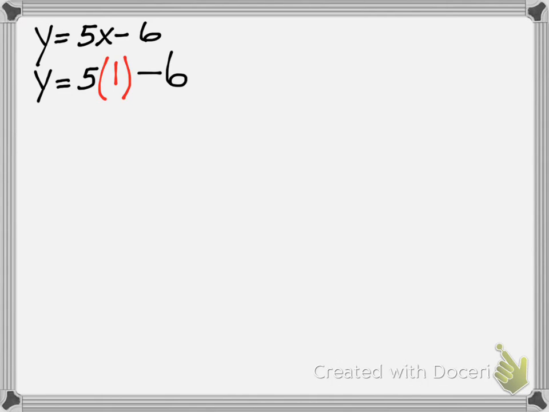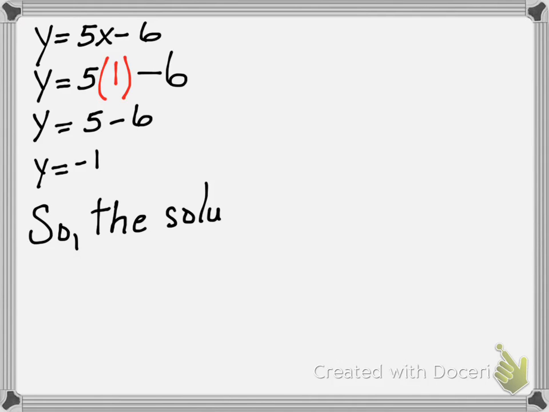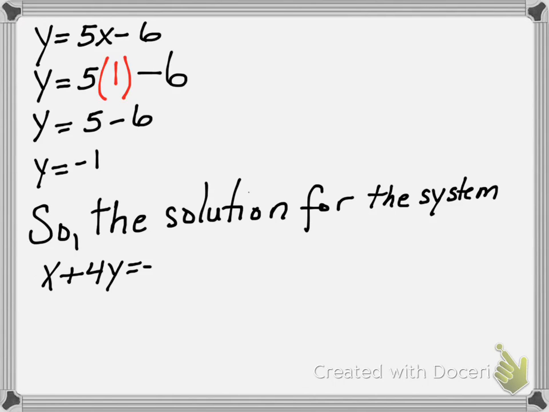Alright? Since x was 1, in the equation y equals 5x minus 6, we plug in 1 for x. And ladies and gentlemen, we get 5 minus 6, and we get y equals negative 1. Since y equals negative 1, we know x equals 1. So the solution of the system is (1, negative 1).